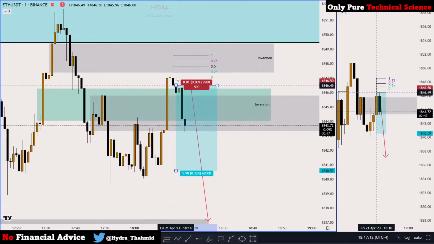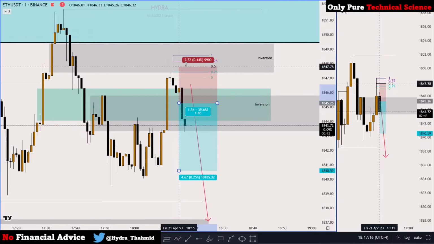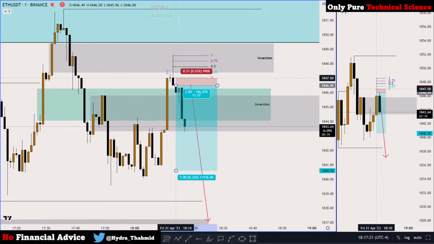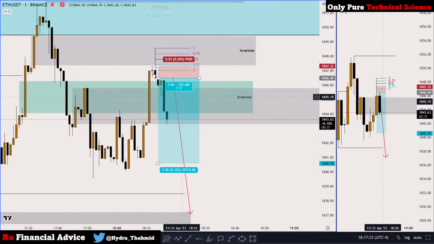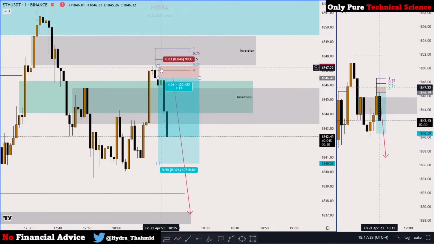Oh wait, what's happening with this? Something like this, above this candle's bodies, right? I don't want to see price coming up and going above this last bullish candle here. So that's the reason I trail my stop loss like this.